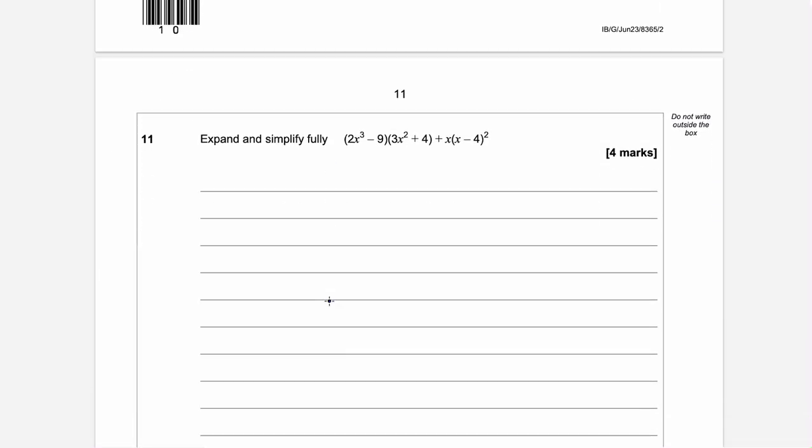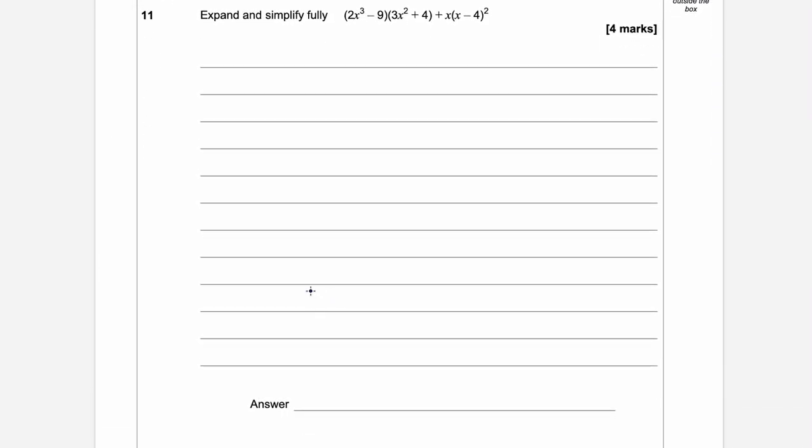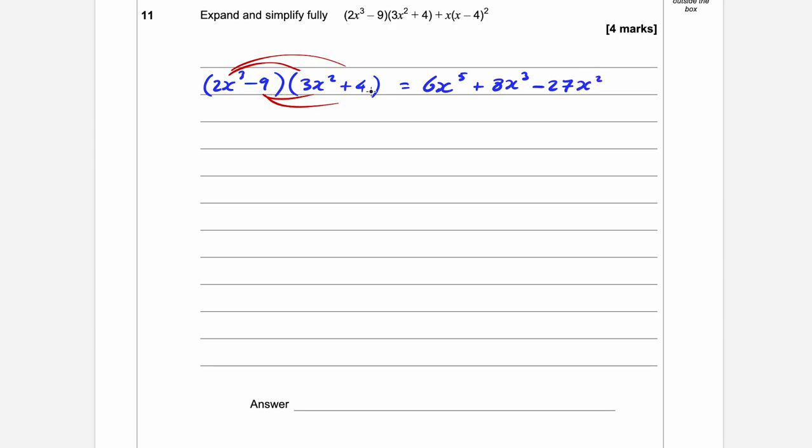Okay. Question 11. Expand and simplify. Okay, fine. Let's do this. 2x cubed minus 9 times 3x squared plus 4. So we're going to do this times this, this times this, this times this, this times this. And we get 6x to the power of 5. That's this times this, plus 8x cubed. This times this, minus 27x squared. And this times this, minus 36.